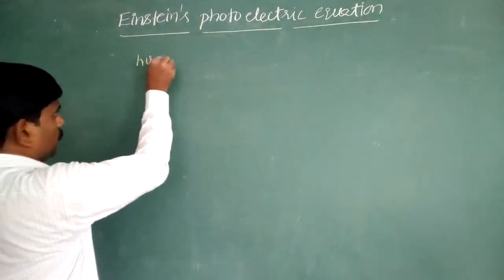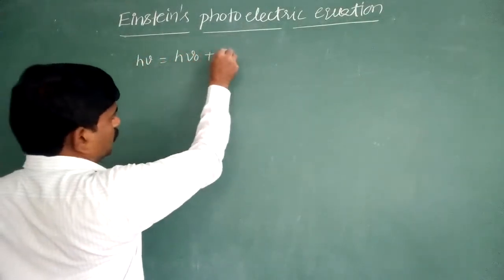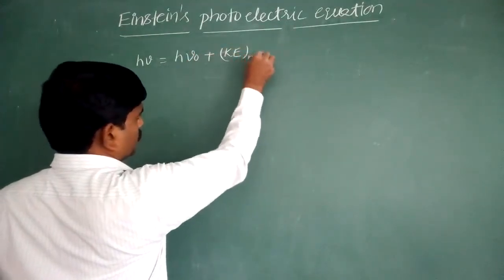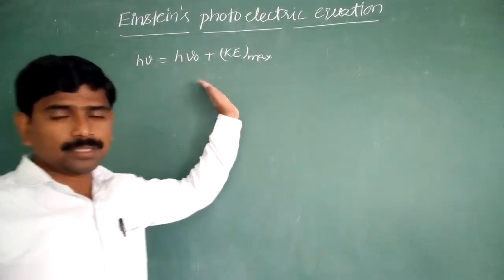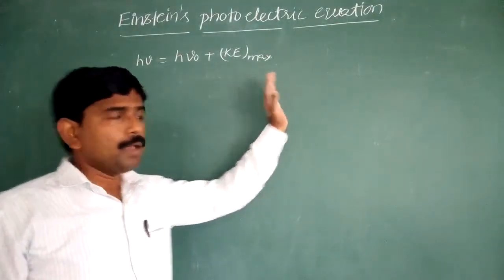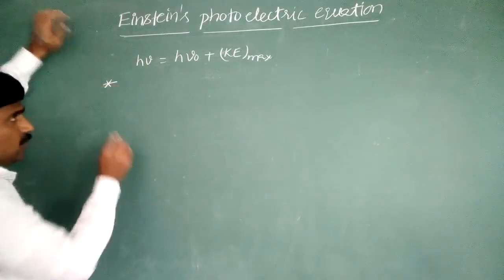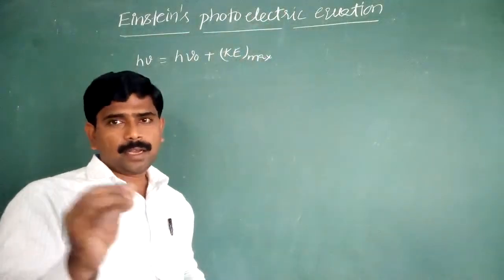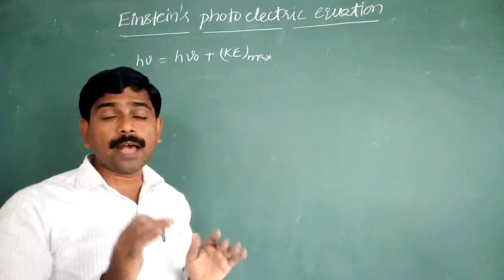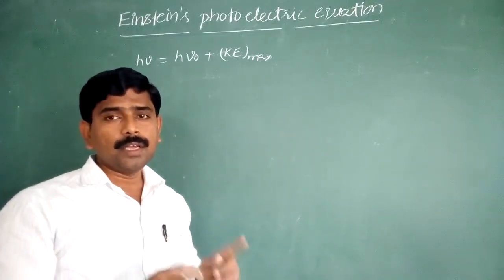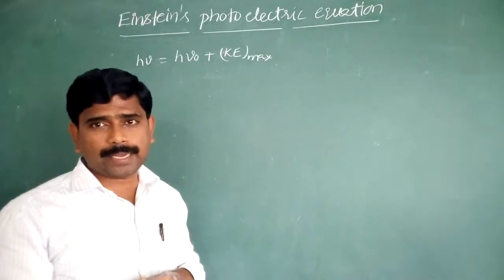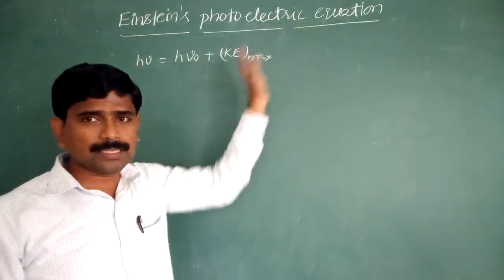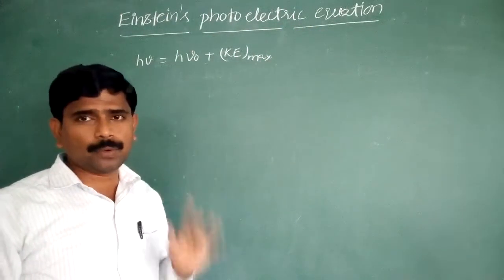h nu equals h nu naught plus the maximum kinetic energy. This is the Einstein photoelectric equation. By using this equation, we successfully explain the laws of the photoelectric effect. The laws of the photoelectric effect are perfectly explained with the help of the photoelectric equation.